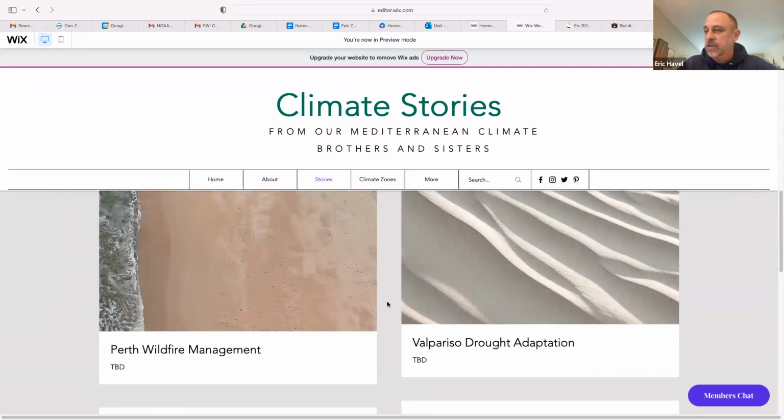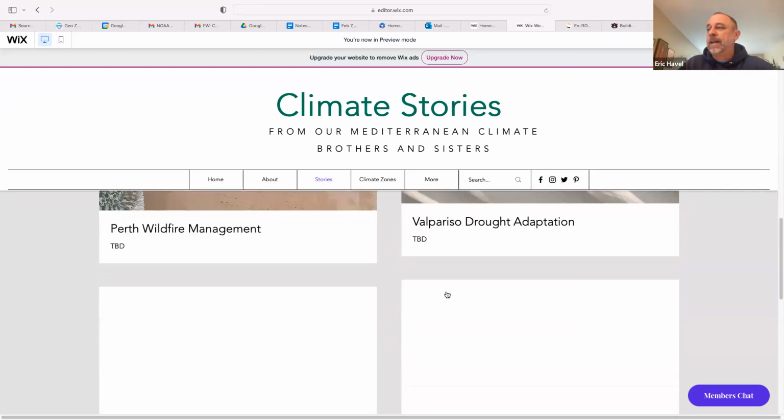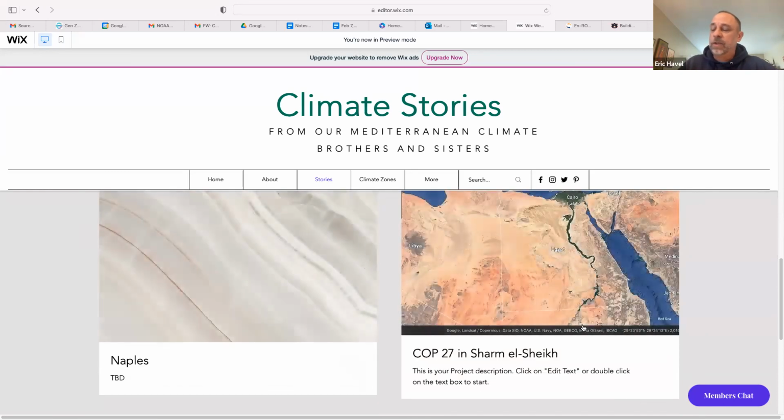Perth, the wildfires in Australia throughout Southern Australia, Valparaiso, Chile, droughts, they're in the middle of epic droughts as well. Same climate as we have in California, same effects, same impacts. Where COP27 took place, Sharm el-Sheikh is in the Mediterranean basin, as is Naples, Florida, also experiencing rapid climate change, wildfires, water shortages. So the idea would be to use this narrative as a context to uplift stories.